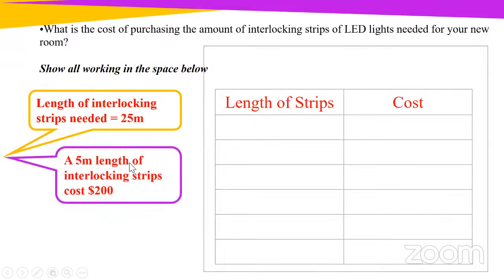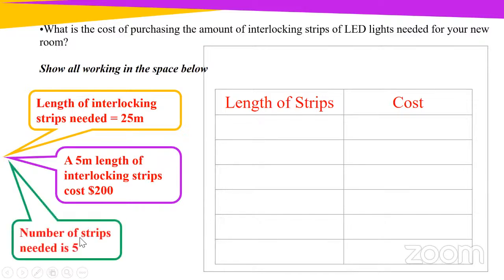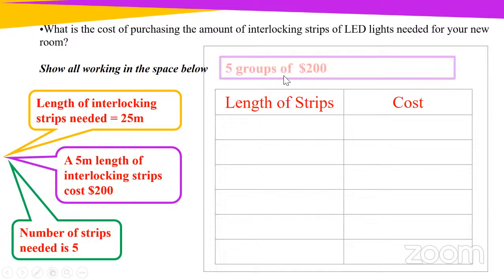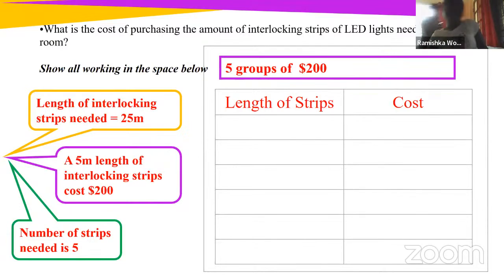Now, if we have 5 lengths at $200 and we need 5 of them, how much money will we spend? How are we going to arrive at that answer? 200 times 5. So we can make an expression. We can have groups of $200. So it means that we need 5 strips at $200.